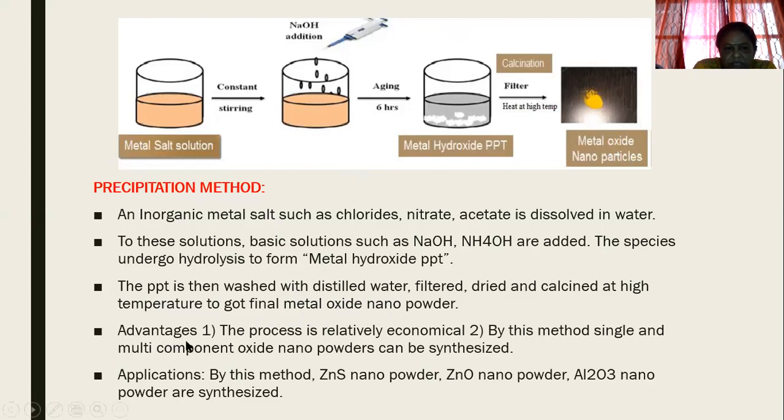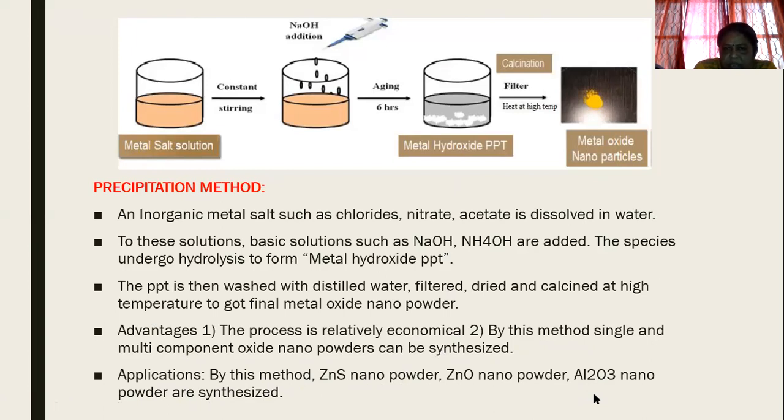So the advantages of this method are that the process is relatively economical and very simple. It can be done in a simple laboratory, college or school laboratory. And by this method, single and multi-component oxide nanopowders also can be synthesized. And here the yield is also good. So applications: this is a very common method to prepare nanoparticles or nanopowders, like zinc sulfate, zinc oxide, and aluminum oxide nanopowders can be synthesized.